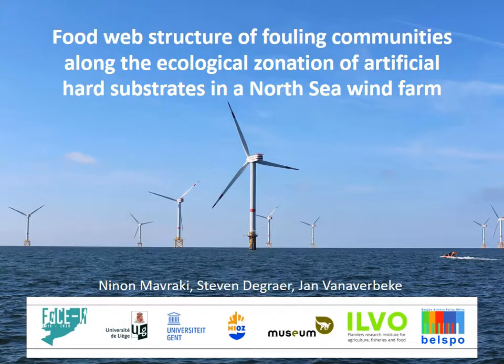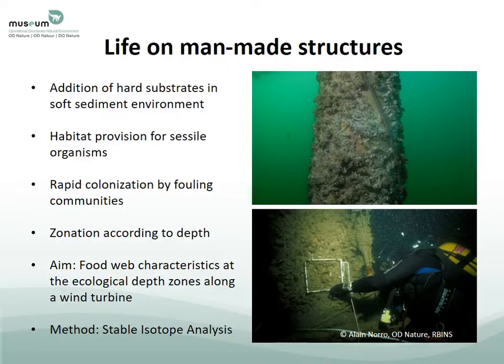I will present to you our results regarding the food web structure of the fouling communities as they are formed along the depth gradient at a gravity-based foundation in the Belgian part of the North Sea. The establishment of offshore wind farms provides habitat for sessile organisms that rapidly colonize these artificial hard substrates. Different zonations are formed along the depth gradient, leading us to the main aim of the study, which is to investigate the food web characteristics at the ecological depth zones along a wind turbine.